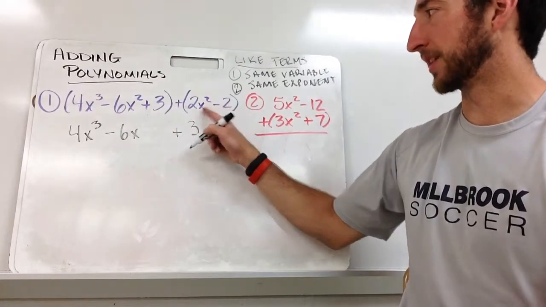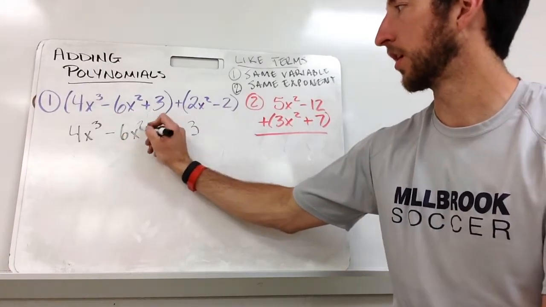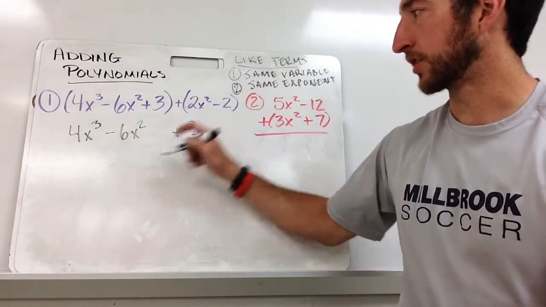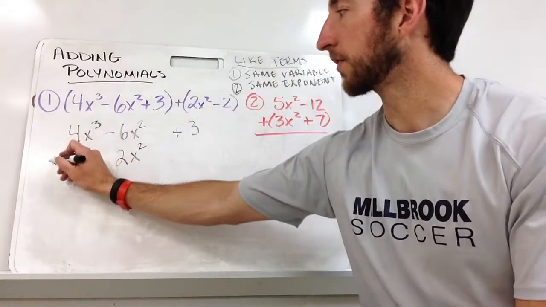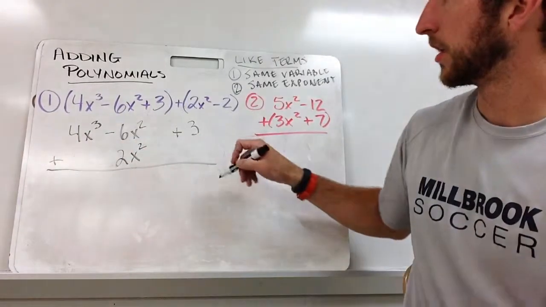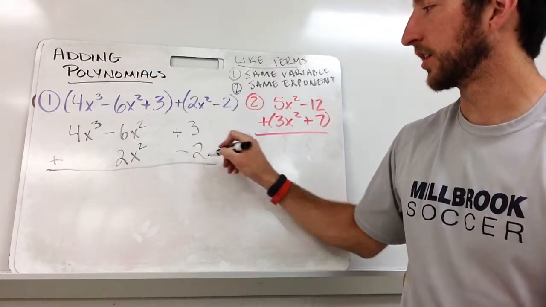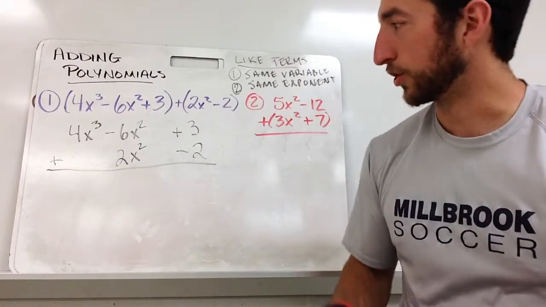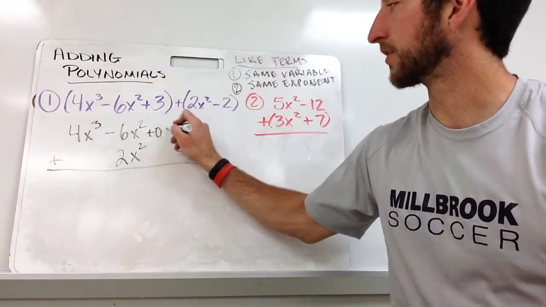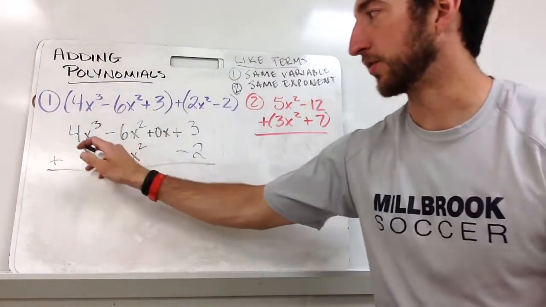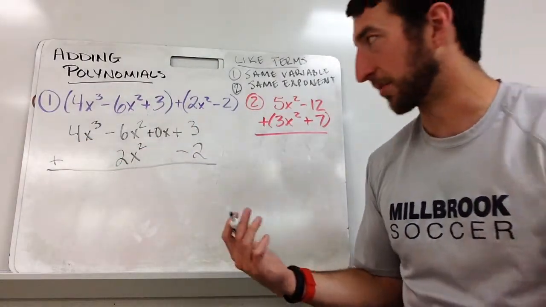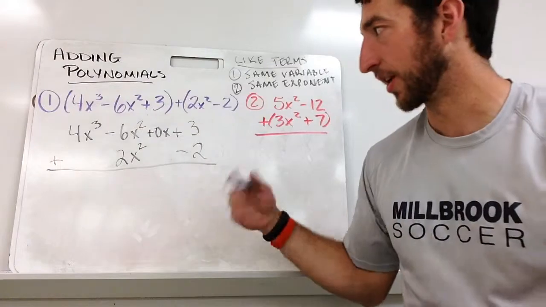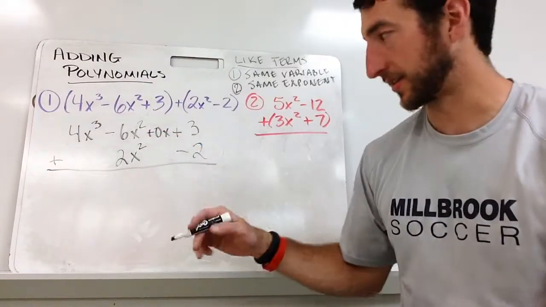Then I'm going to match up my second one with what goes in here. So I've got 2x squared, and I'm going to line that up vertically here. Got my plus, and then my minus 2 is over here. What you could do if you wanted to is put 0x cubed over here and 0x here, but it doesn't really matter because 0 times x is just 0, and if you add 0 to all these, it stays the same.